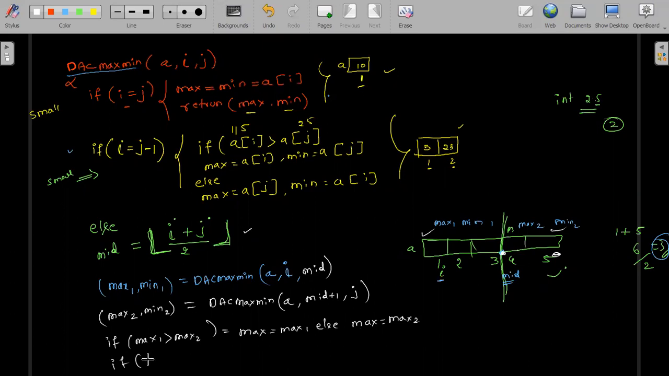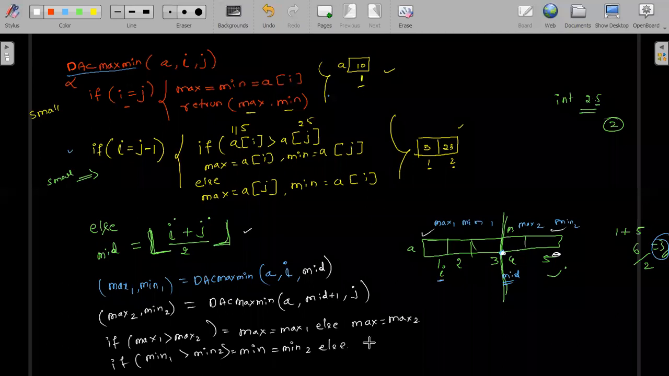That's it. Very simple actually. Just as I wrote for max, I will write for minimum. If minimum 1 is greater than minimum 2, then you got two combinations. So you compare the max and combine, again you compare the minimum, so you will get the minimum. That is equal to min 2, else min 1 is equal to min 1.